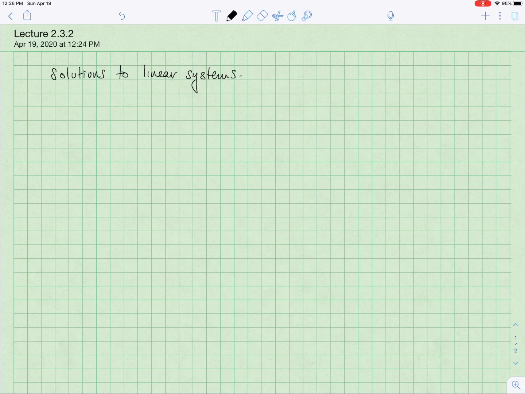The next thing I want to talk about is what it means to be a solution to a linear system. Most students are probably already familiar with this idea in two dimensions. So let's talk, first of all, definition.